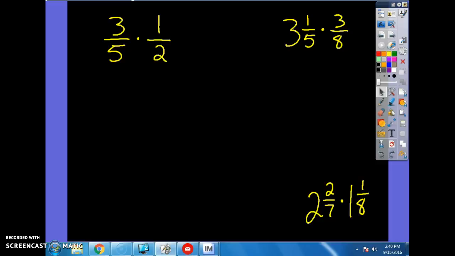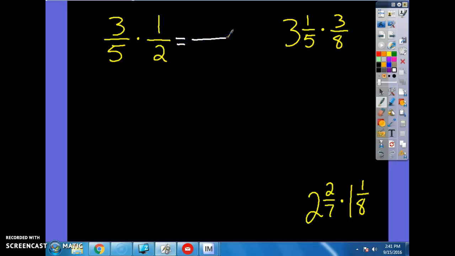Okay, so we're multiplying fractions. The first one that I'm looking at here is 3/5 times 1/2. In multiplying fractions, it's nice not having to find things like common denominators or anything like that. We can just multiply straight across the top and straight across the bottom.